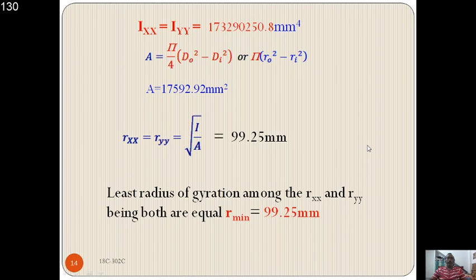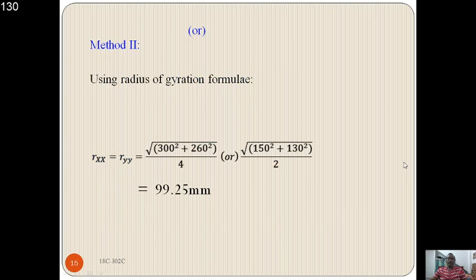So this is the procedure for the determination of moment of inertia, polar moment of inertia and the least radius of gyration for the solid circular section and hollow circular section. Now with this knowledge we can move on to another, more typical level of question formation.